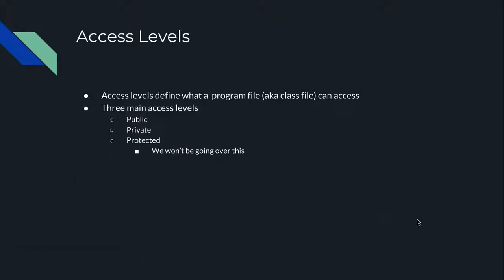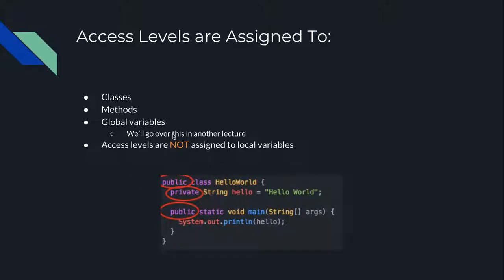So access levels. Access levels actually define what a program file can access, essentially, and I'll go over a little more as to what that means. And there are 3 main access levels in Java. There are others, but these are the 3 main ones that are used in data structures. We have public, private, and protected, but we'll be focusing only on public and private.